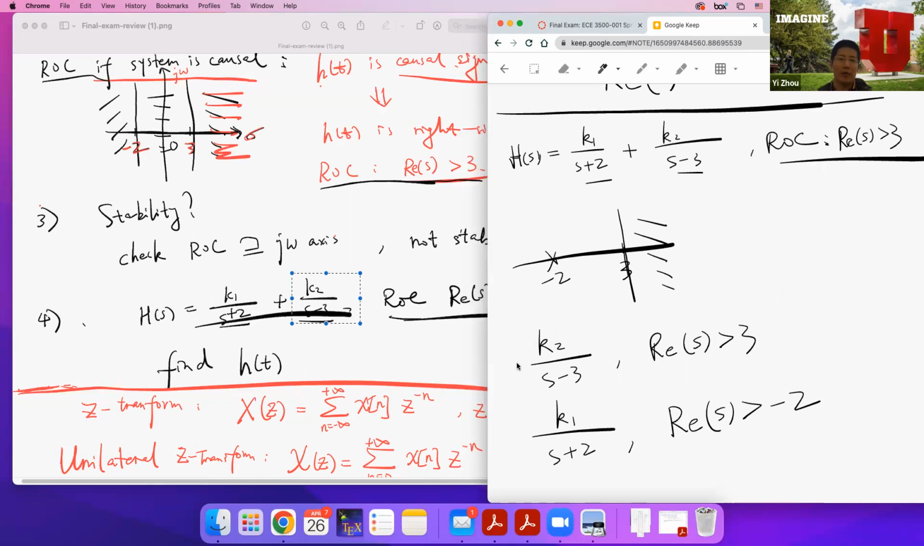So these are the corresponding ROCs for both terms. And then given this, you look into the table, you can figure out the inverse. Okay. So in this case, both of these two parts correspond to right-sided signals. So there must be a u[t] in your final answer, because both of the ROCs are right-sided.